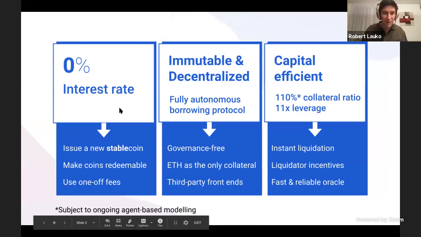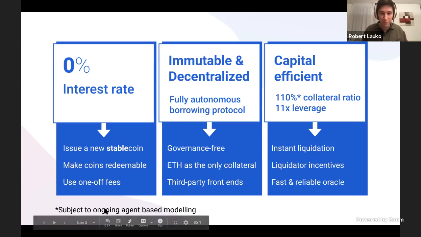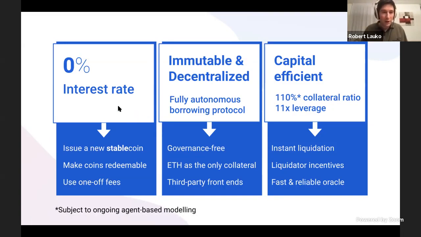Yeah, so here are my slides. I'm talking about these three properties we want to achieve: 0% interest rate, immutability and decentralization, and capital efficiency. Capital efficiency here boils down to a low collateral ratio, which in our case should be 110%. This is still subject to an ongoing agent-based modeling effort, but based on our first intuition, it should be around this number.